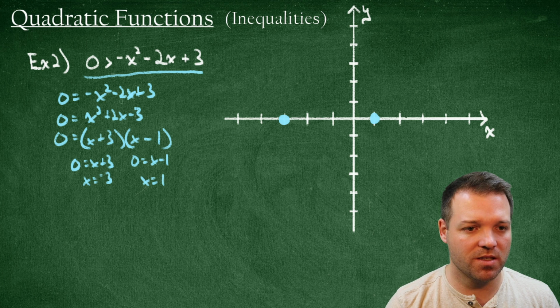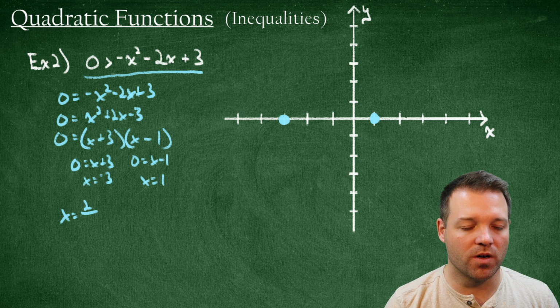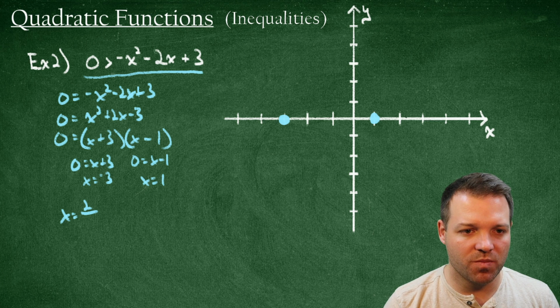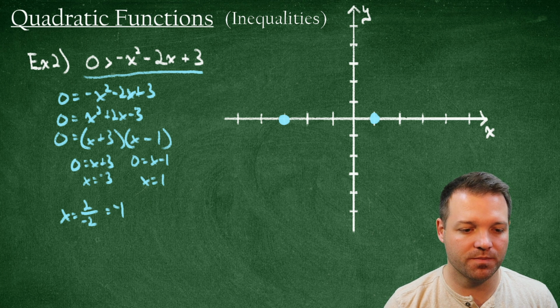So I'm going to go back to the original. I'm going to go ahead and plug in negative b. So that's x is equal to negative b over 2a. So that's negative negative 2, which is positive 2, over 2 times negative 1, which is negative 2, which is negative 1. So x is equal to negative 1.